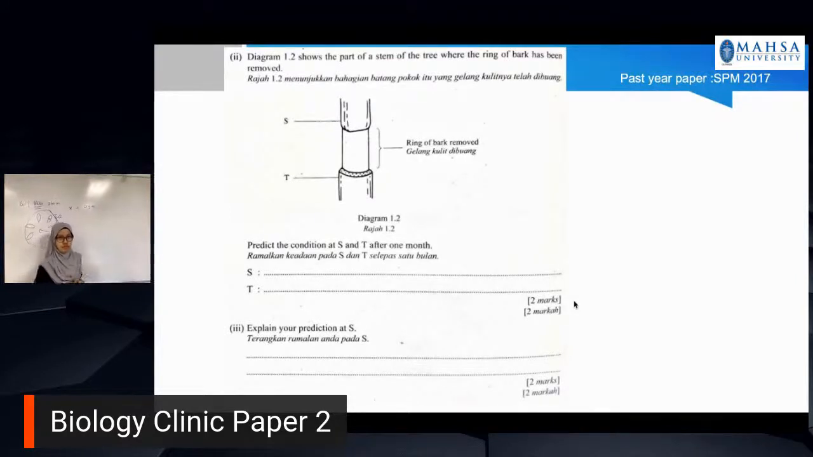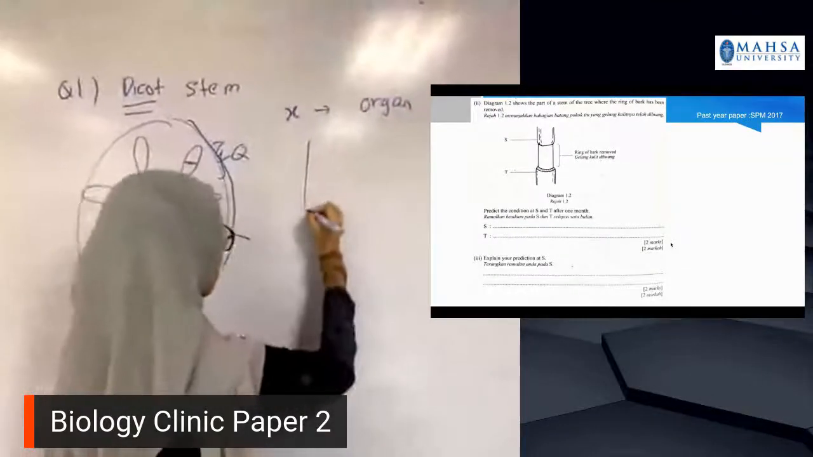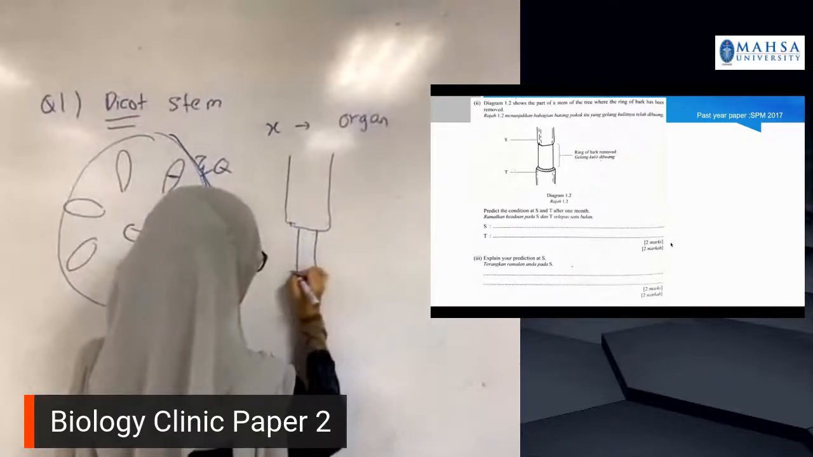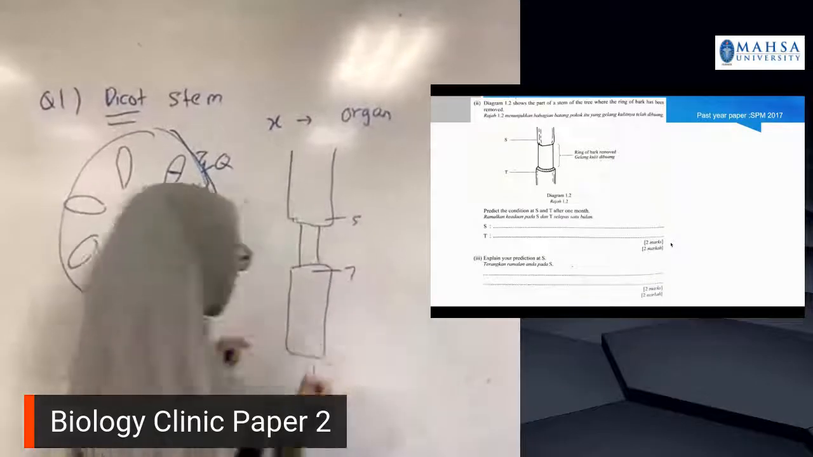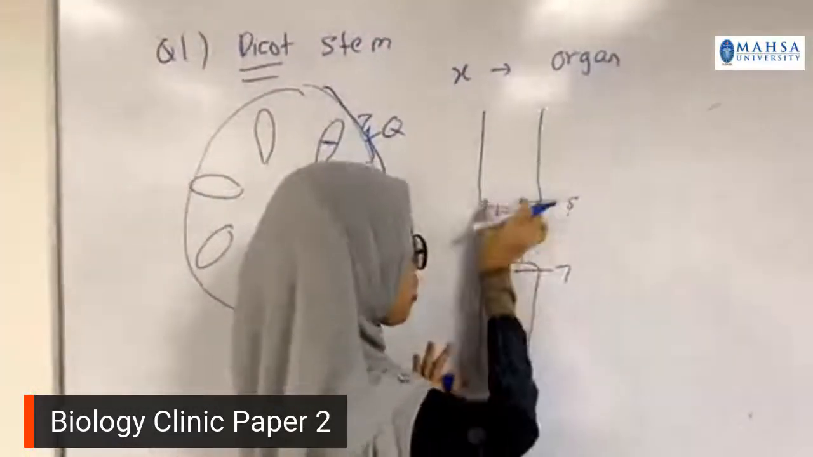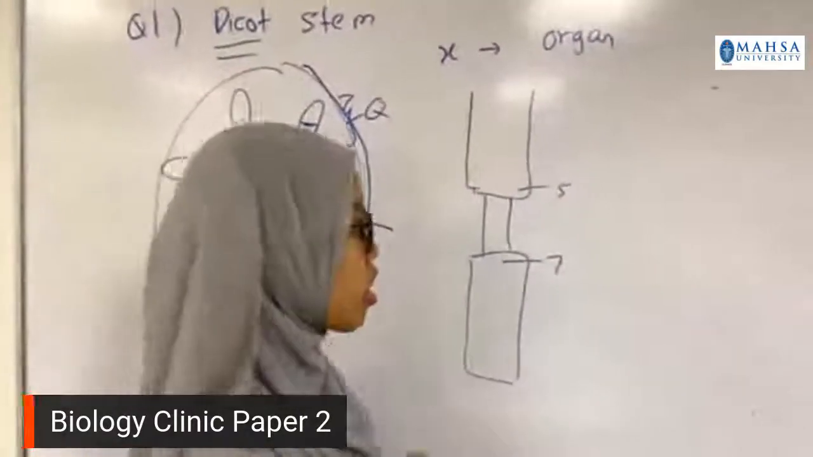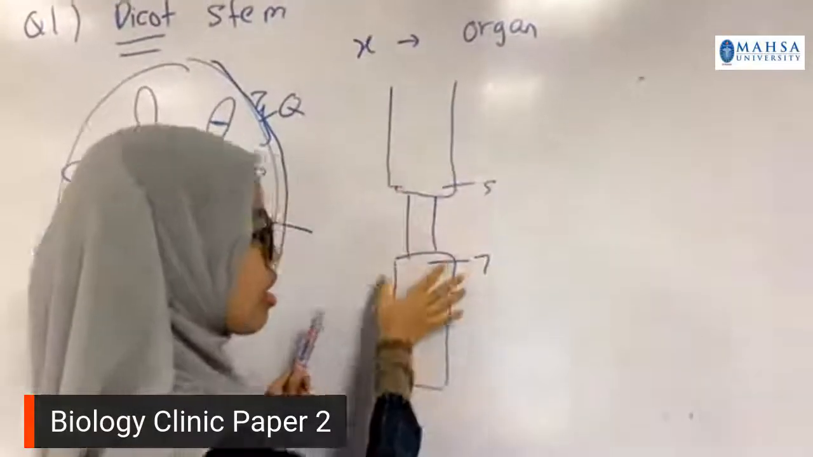Okay, next question. Diagram 1.2 shows part of a stem of a tree where a ring of bark has been removed. Predict the condition at S and T after 1 month. So for this question, this is the picture where in the middle of the stem, the ring part has been removed. So after 1 month, you need to identify what is going to happen at this side and this side.